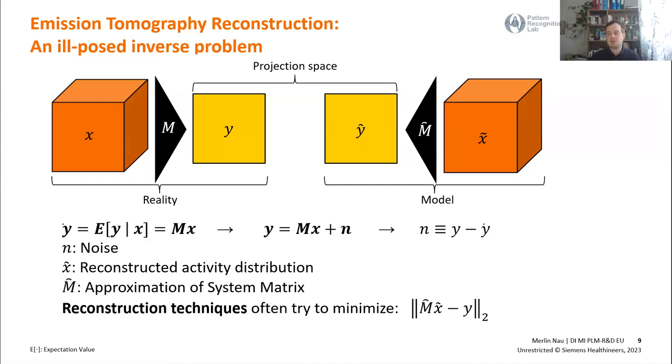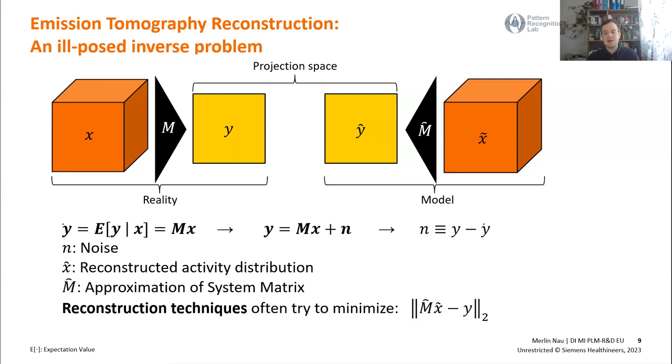Now, what iterative reconstruction techniques typically do at the moment is try to minimize some kind of least squares form between the estimated system matrix times the reconstruction, which is now noted as x tilde, minus the measurements that we actually take. So we try to minimize that difference such that our reconstructed image leads to the measurements that we took, and that it has a high probability that these measurements were actually generated from the reconstructed activity distribution.